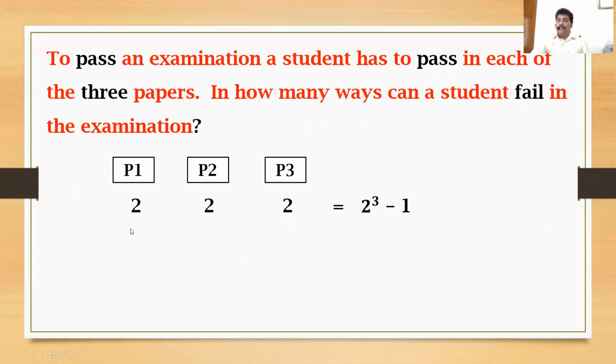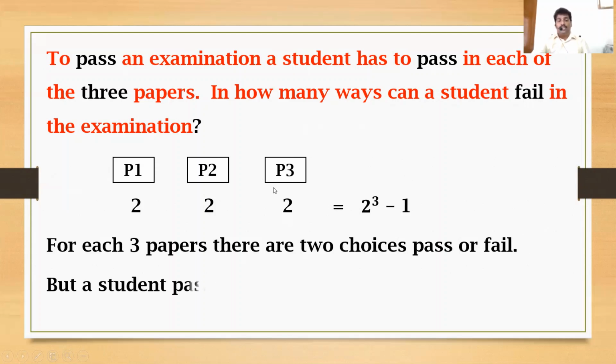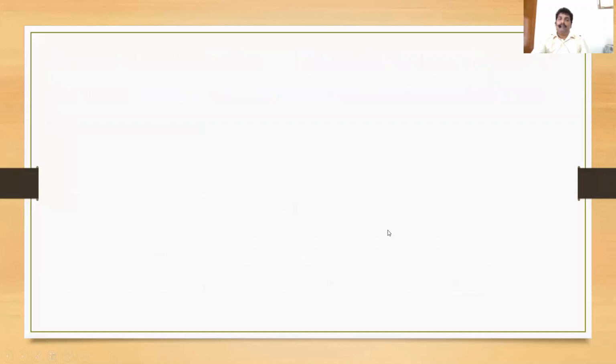So each paper has two chances, pass or fail. Failing means paper 1 or paper 2 or paper 3. A student passes only if he passes all the three papers. That is only one case: passing first paper, passing second paper, passing third paper. Then he passes the examination. But the question is, how many ways can a student fail the examination? So that one case you have to subtract. That is 2 cube minus 1. So 8 minus 1, answer is 7.